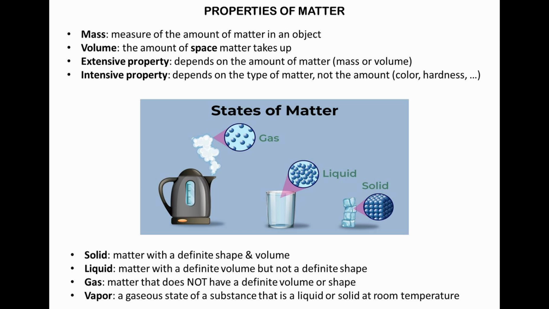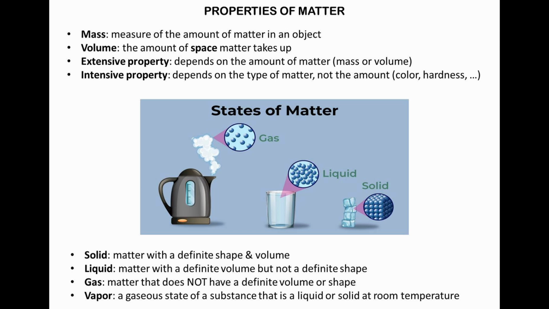Intensive properties depend on the type of matter, not the amount. Example: color, hardness, etc. Matter can exist in different states. For example, to describe water, you might use ice, which is a solid, water, which is the liquid state, or steam, which is the gaseous state. The three states of matter are shown.